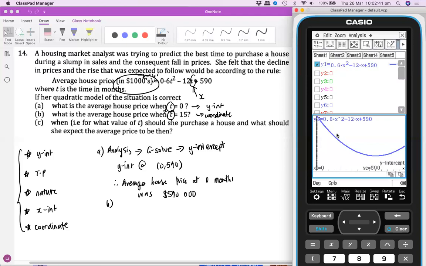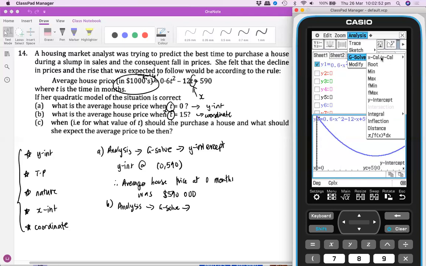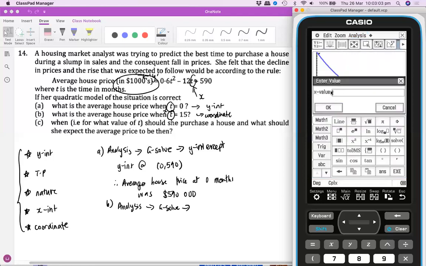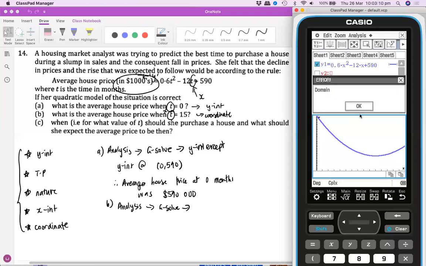Okay, now I'm going to use analysis GSolve again. Analysis GSolve, and there's actually a little feature in here with XCal, YCal. Now I'm going to be using the YCal because I know the X. I'm going to use that to find the Y and calculate it. So enter X value here. My X value in this case is 15. So I'm going to type that in. Press OK.